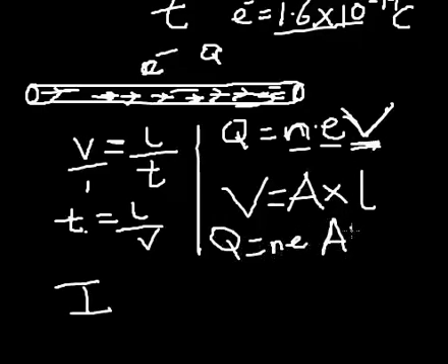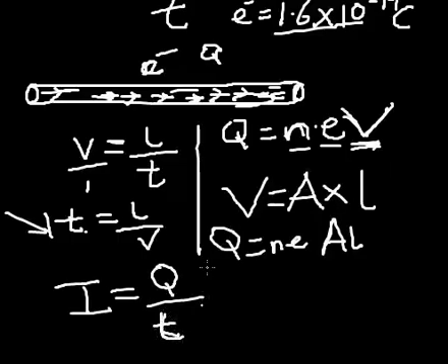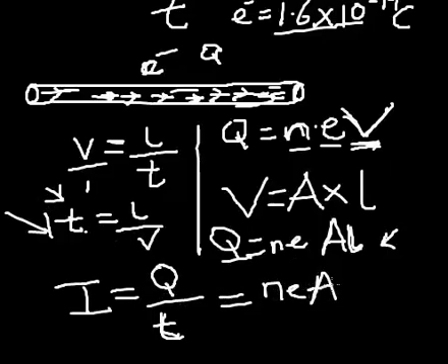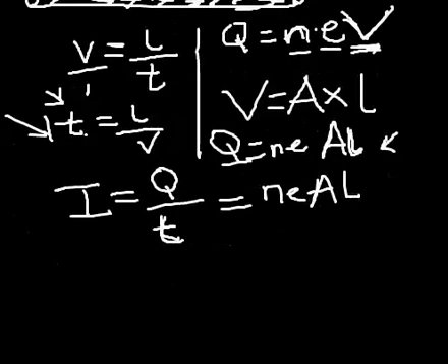I have nEAL, and I have this for time. Remember, current is Q, quantity of charge, divided by time. So now I have a relationship for Q, my charge, and this is for the time. Are you good? So I have to replace everything now. For the charge, I put nEAL, then divided by, for the time, L all over V.